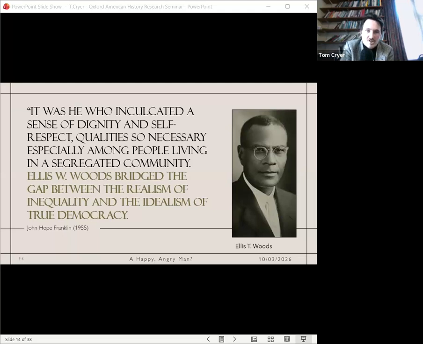Woods, Franklin recalled in 1955, quote, bridged the gap between the realism of inequality and the idealism of true democracy. When the whole system of separation and discrimination encouraged self-reproach and humiliation, his contagious spirit gave us a feeling of belonging to the mainstream of American life and culture.